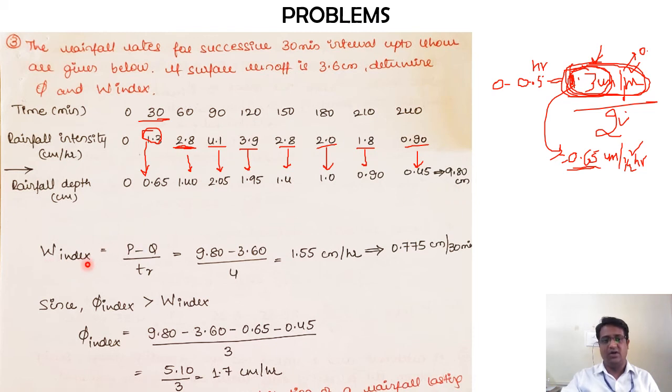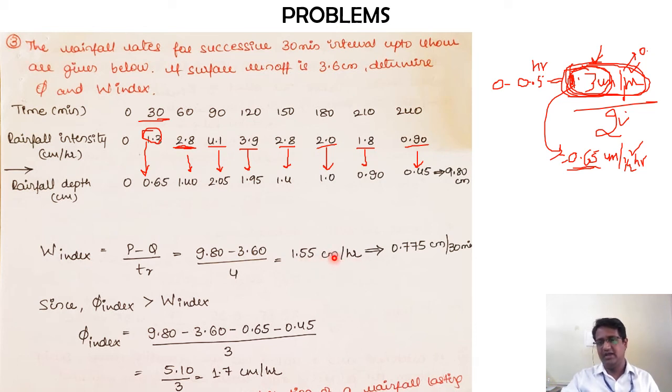Now coming to the W index formula. Once you do this calculation, it is quite simple. The next steps are the same. W index is (P minus Q) divided by TR. So P is 9.8, which has come from here. Q is already given in the question, that is 3.6, divided by 4 hours. Based on that, you get 1.55 centimeters per hour.